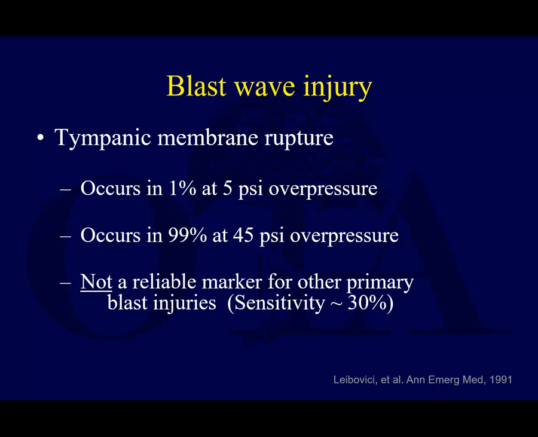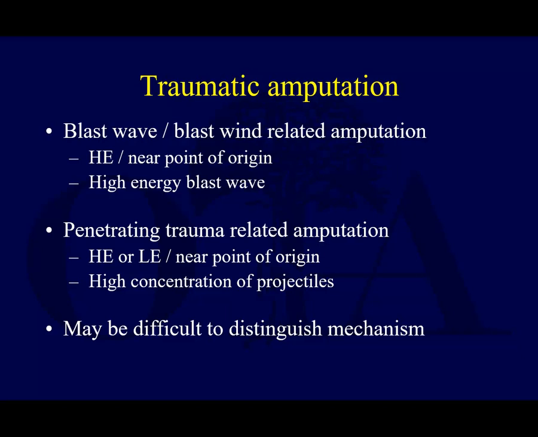Traumatic amputation, as I mentioned, can occur from the primary blast injury. It can be from the blast wave or blast wind, near the point of origin or in the path of the blast wave. Penetrating trauma can also cause amputation with both types of explosives near the point of origin, and that's where you can have the highest concentration of projectiles. And sometimes it's just hard to know whether it was from the blast wave itself or from a projectile.